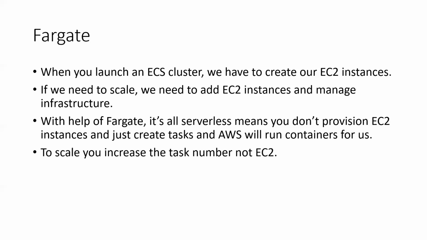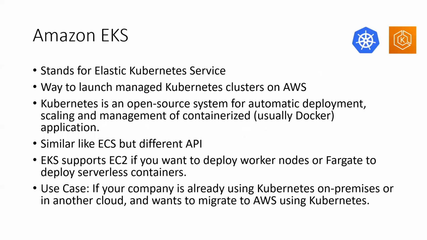And if you have to scale it up, you just increase the task numbers. That's it. Because you don't have EC2, you will not be able to do the EC2 way. So Fargate is for serverless, and that is normally for ECS. Now we have EKS. EKS stands for Elastic Kubernetes Service.